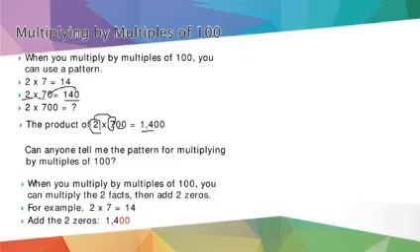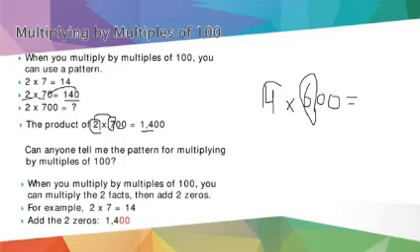Another example, 4 by 600. First step, multiply the two factors, 4 and 6. 4 by 6, 24. Then add two zeros at the end. So the answer is 2400.